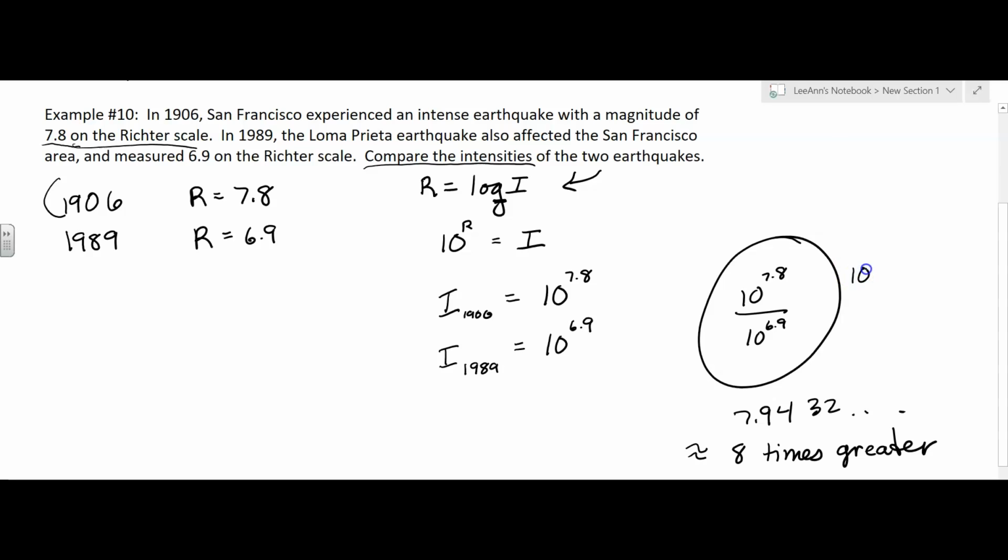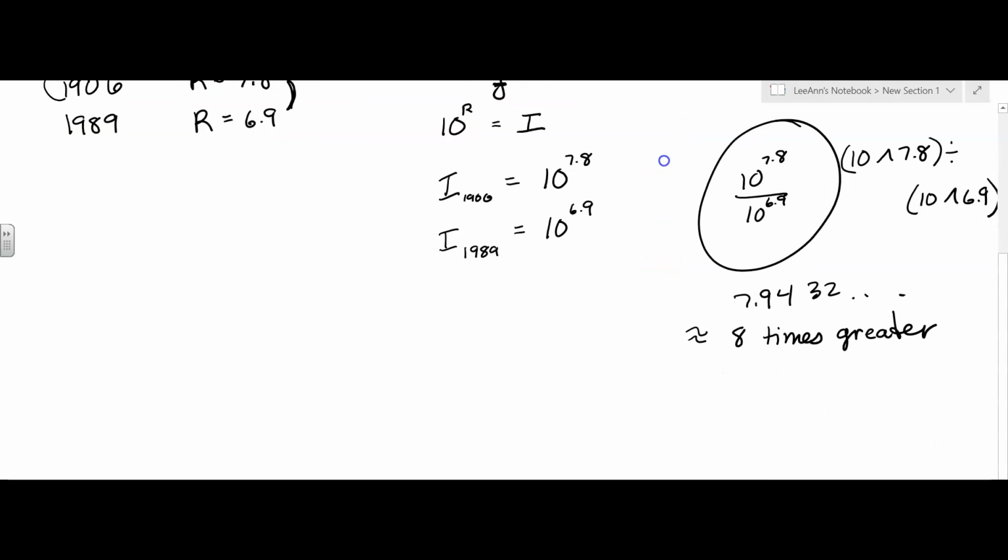I put it in, I went 10 to the power of 7.8. Now you could put that in parentheses, it might be wise to do that, and then divided by 10 to the 6.9. Okay, so you have to put all that in your calculator. So the earthquake in 1906 was quite a bit stronger than the one in '89. So you look at the numbers and you say, oh, well, it was just one more. But it's really closer to 10 times greater. Okay, actually about 8 times greater for the 1906 quake.